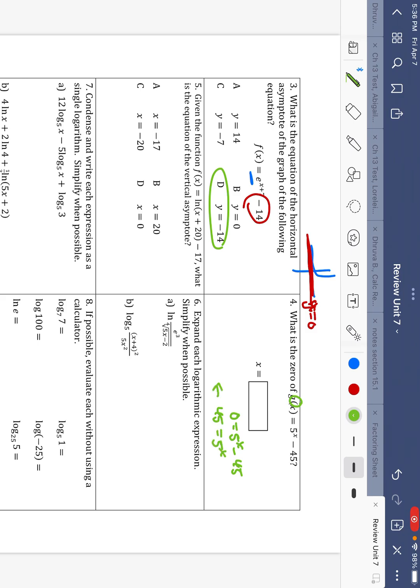So I'm going to solve this using logs. I got log base 5 of 45 equals x, right? So 5 to the x equals 45. That's what this is saying here. And that's the log version of this problem here. So all I need is log base 5 of 45.